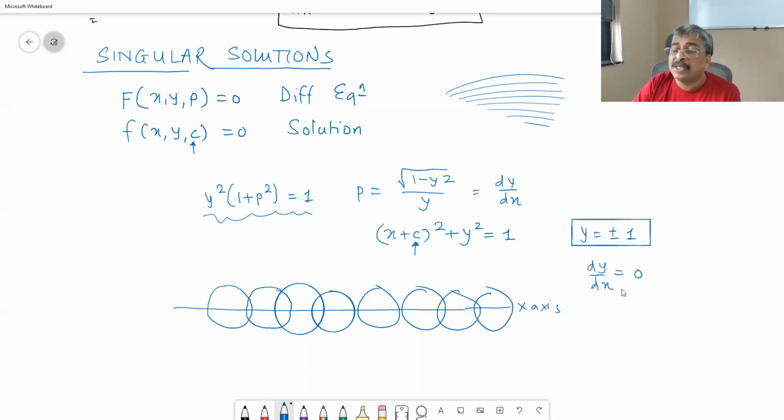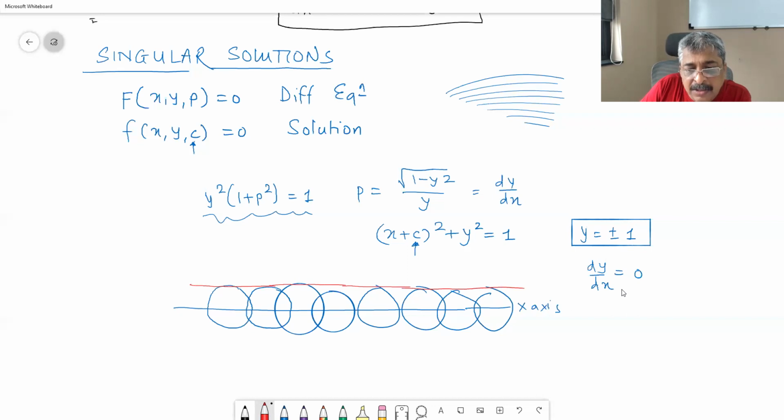So y is equal to plus or minus 1 satisfies the given differential equation, and therefore we have to consider it as one of the solutions of the differential equation. But it does not have a constant c, so it is not a family of curves, it is a specific curve. In this case, if we observe, it is this line.